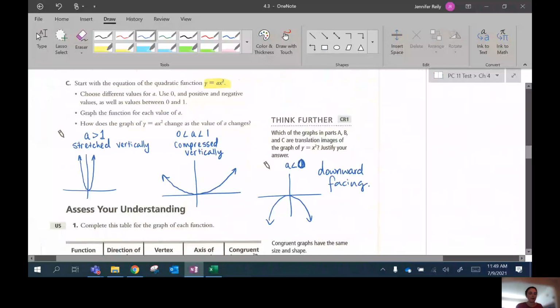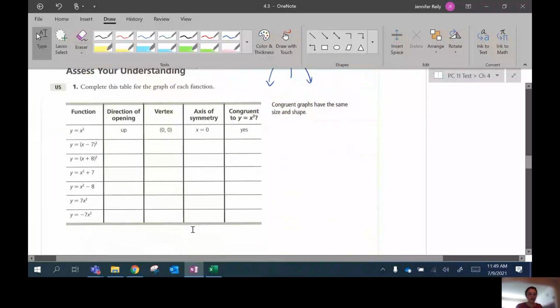Okay, so now that we've looked at those 3 different scenarios where you're adding or subtracting values and then multiplying by a number, you're going to put it all together and summarize here. And so you can have Desmos open and then go through these on your own. Stop it here.